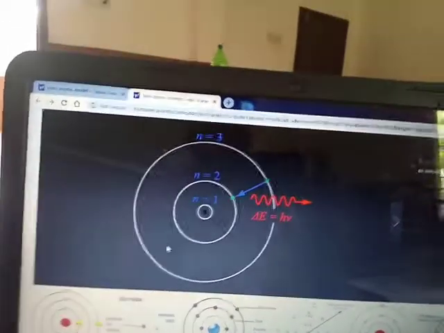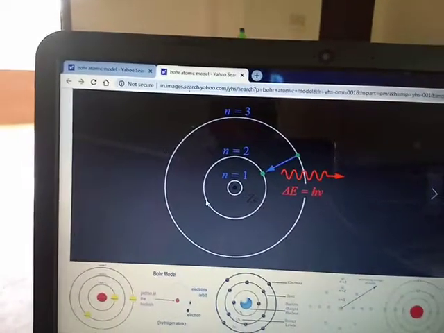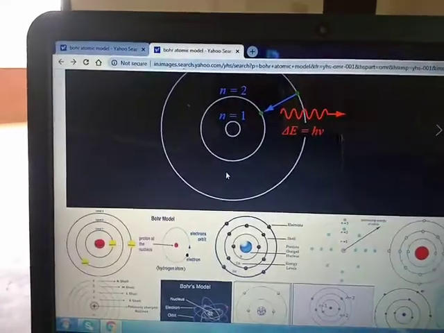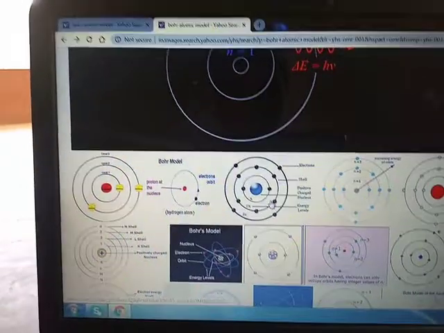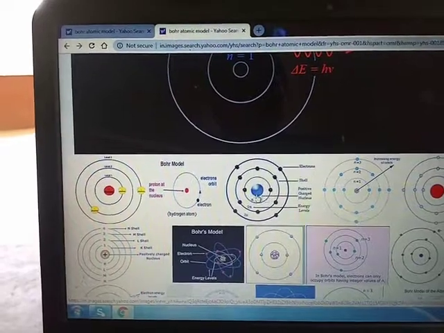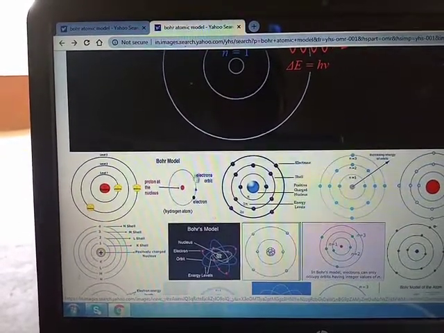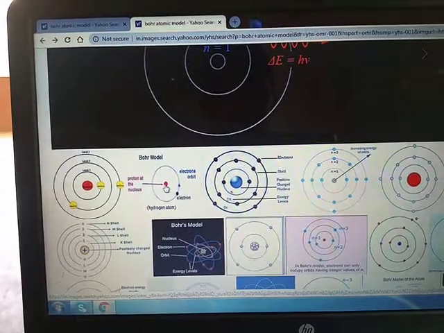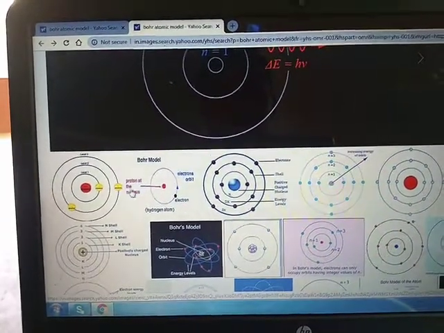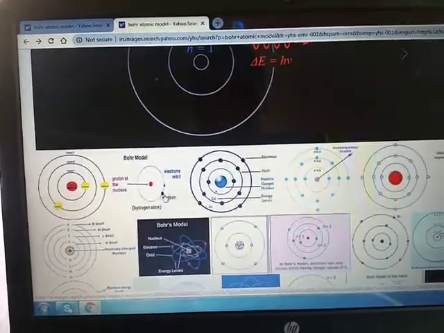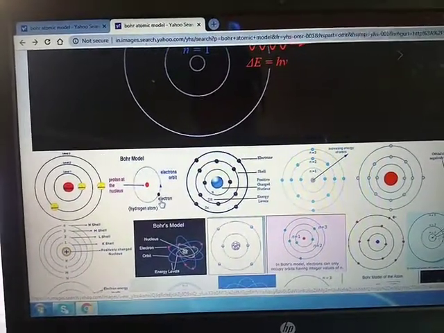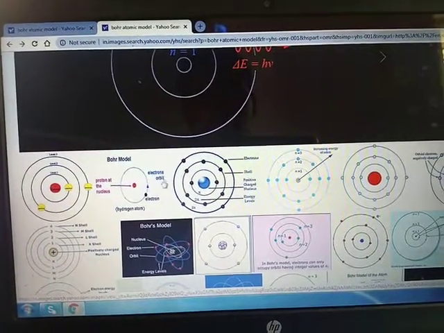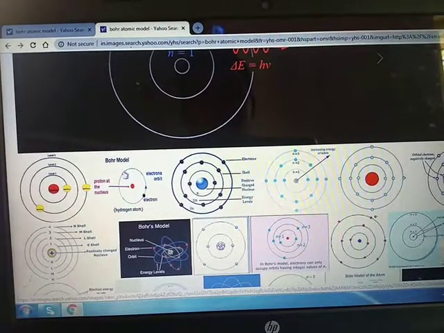Let us see the picture of this Bohr atomic model. Now you could see this is called the Bohr atomic model. Now let us see the lower one. This middle one is called the proton at the nucleus. Then this one is called the electron, and these are the electron orbits.